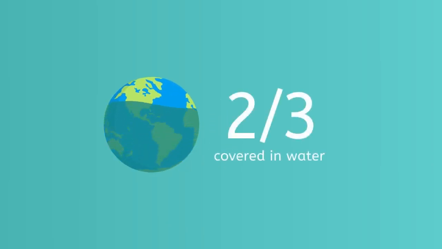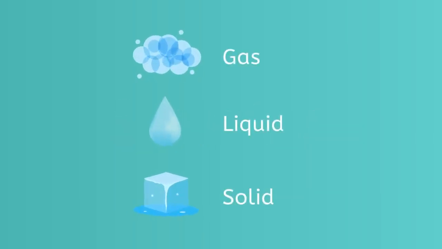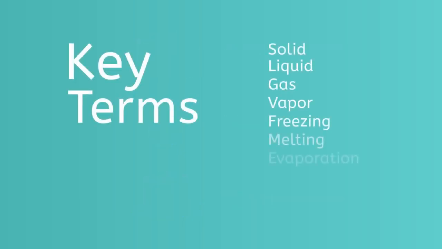When we think of water, we usually think of water in its liquid form. This might be because more than 2/3 of the Earth's surface is covered in water. However, water has 3 states: solid, liquid, and gas, all of which occur naturally on Earth. Here is a list of the key terms we will go over in this video.